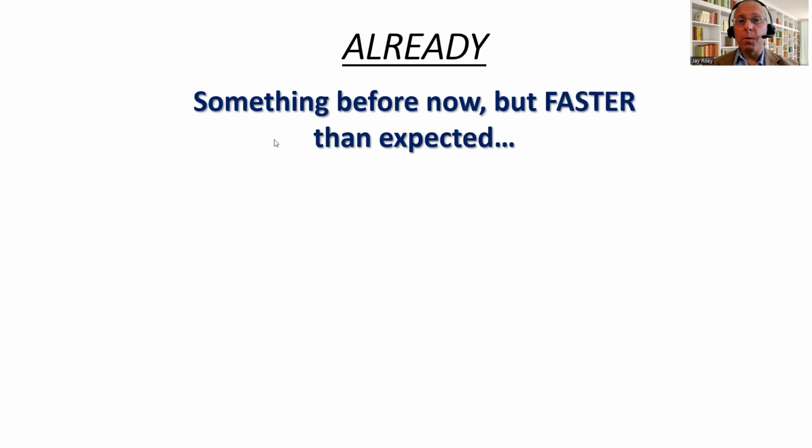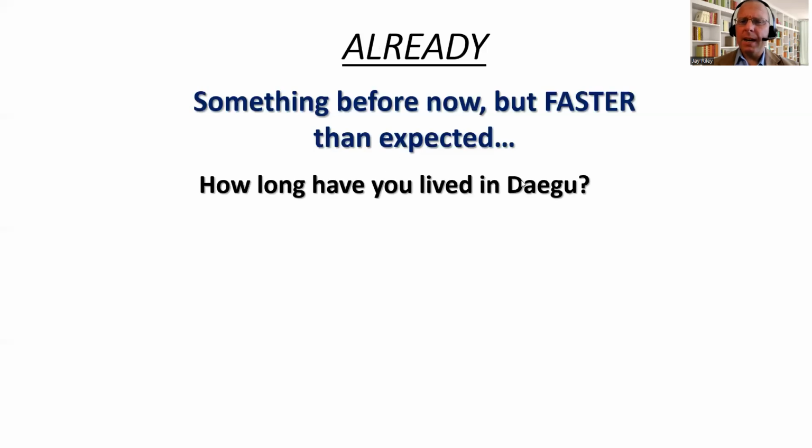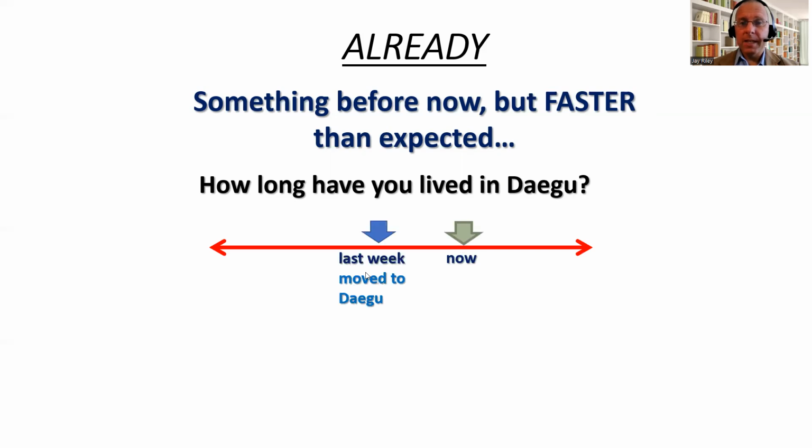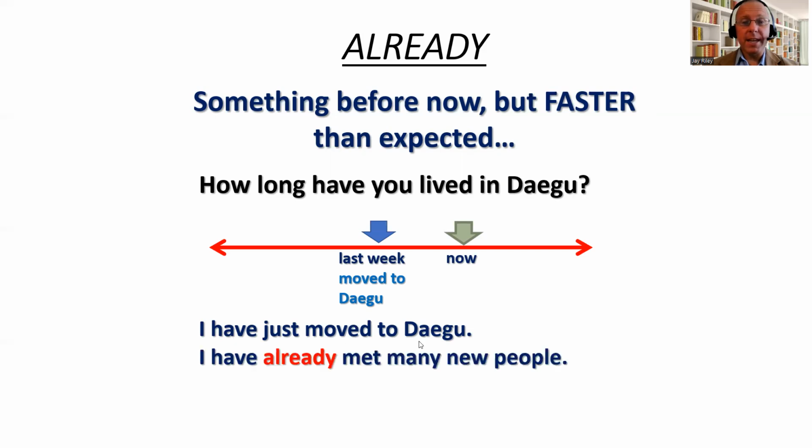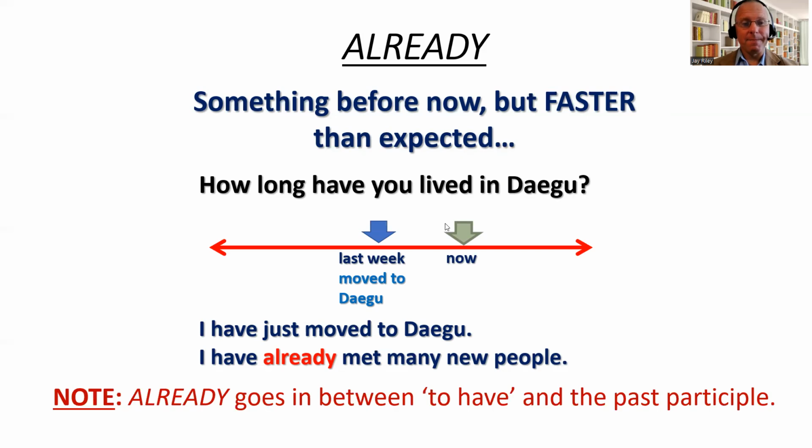We use already when we're talking about something before now, but faster than expected. How long have you lived in Daegu? So here's now, here's last week. And remember, we said I have just moved to Daegu. I have already met many new people. So that's happened faster than we expected. Remember, already goes in between to have and the past participle.